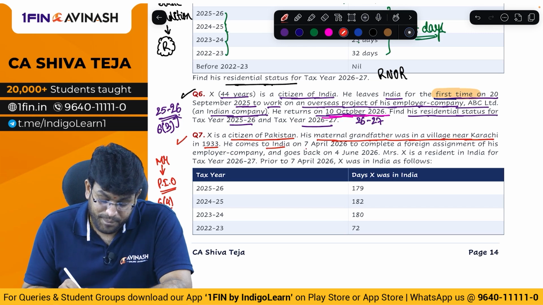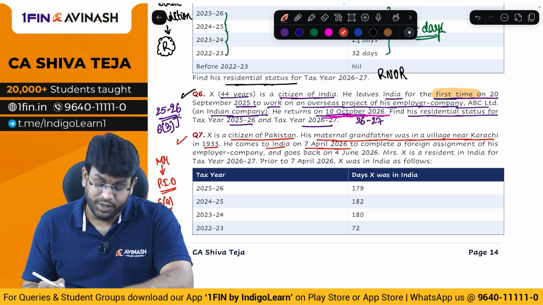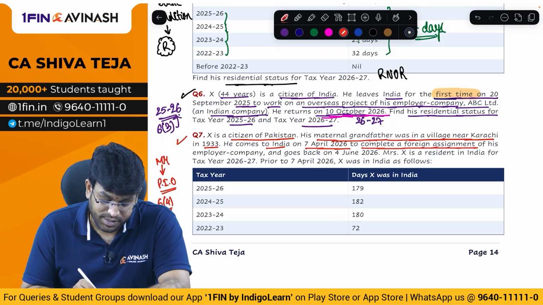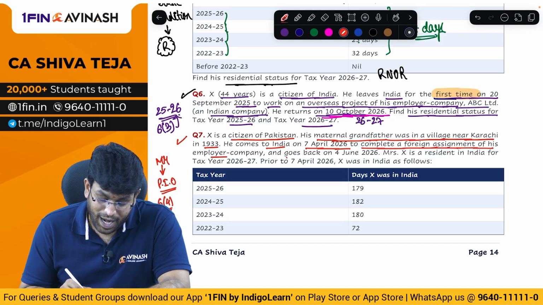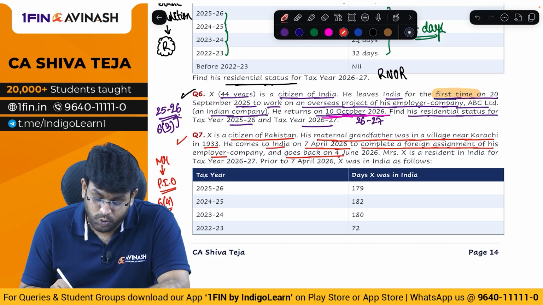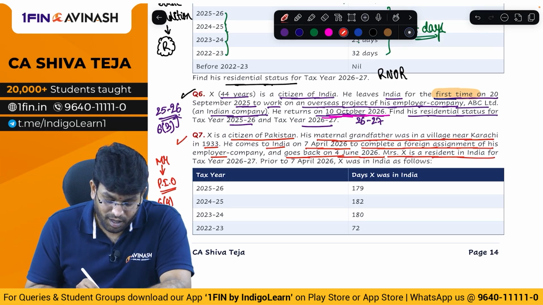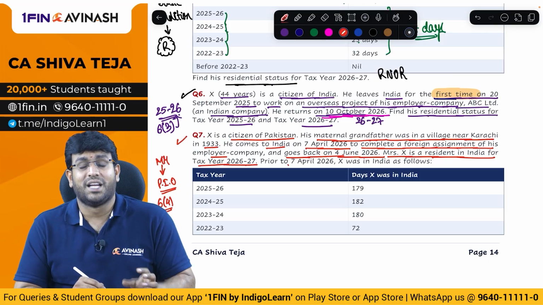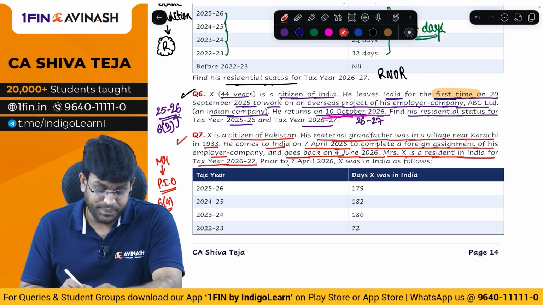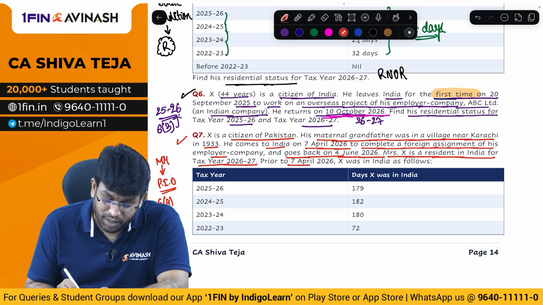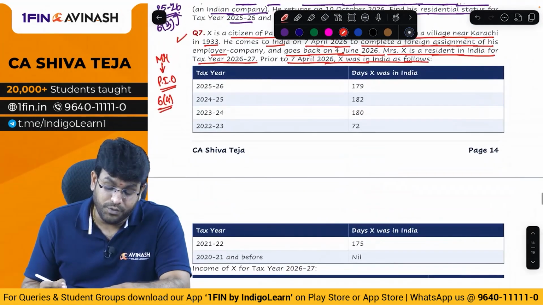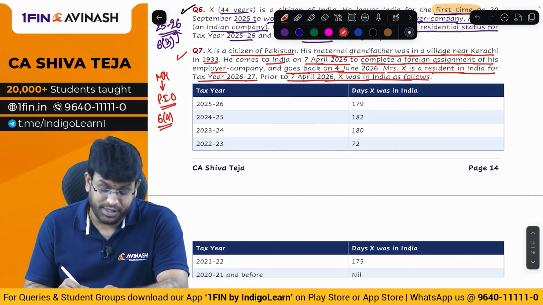He comes to India on 7th April 2026 to complete a foreign assignment of his employer company and goes back on 4th June 2026. Mrs. X is a resident in India for tax year 26-27. That is absolutely irrelevant for us. Prior to 7th April, he was in India as follows. All those details they have given. So first let's find out the residential status.